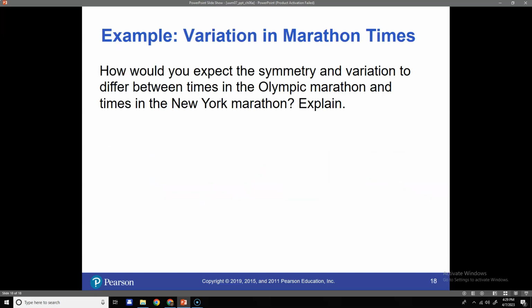How would you expect the symmetry and variation to differ between the times in the Olympic marathon and the times in the New York marathon? Well, the New York marathon is an amateur event, right? So you would expect a higher variation there because you're going to have some really good runners, and then you're also going to have some really bad runners. Whereas in the Olympic marathon, everyone there has to qualify, and so all the runners are really good. So you would expect that to be a much lower variation because it's all world-class runners. So the times should not be spread out.